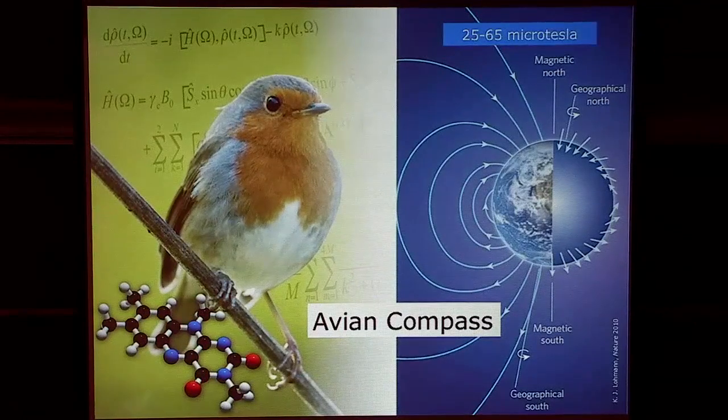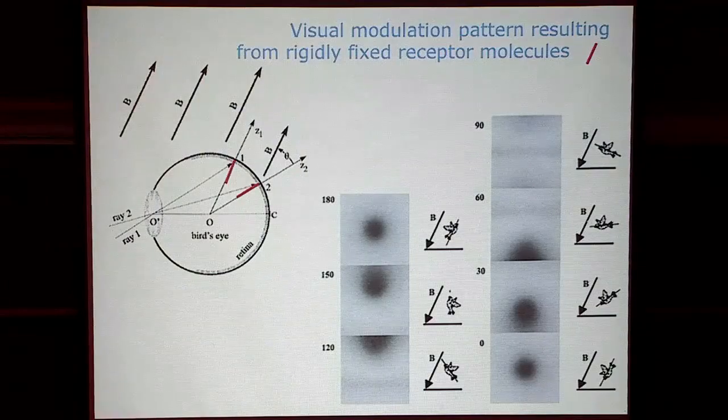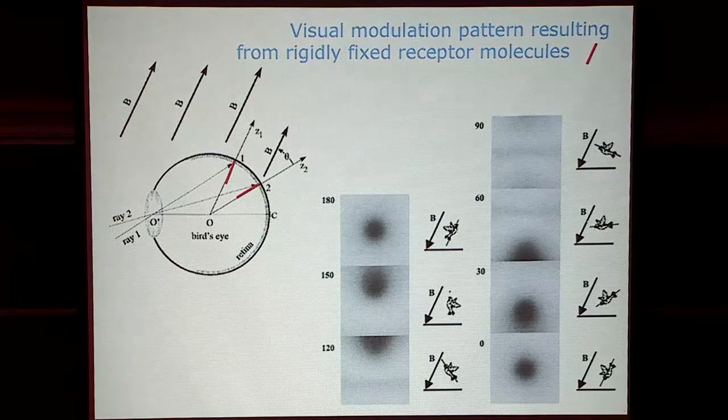On the left is a European robin, which has been the most extensively studied bird for this problem. On the right is shown the Earth with the magnetic flux lines, and the inclination at each point on the surface of the Earth, the inclination of the Earth's magnetic field, which varies as we go from south to north pole. The birds appear to have the ability to fly in specific directions, which they learn in their youth, or it's not known whether it's learned or pre-programmed. But they can do this over thousands of miles.